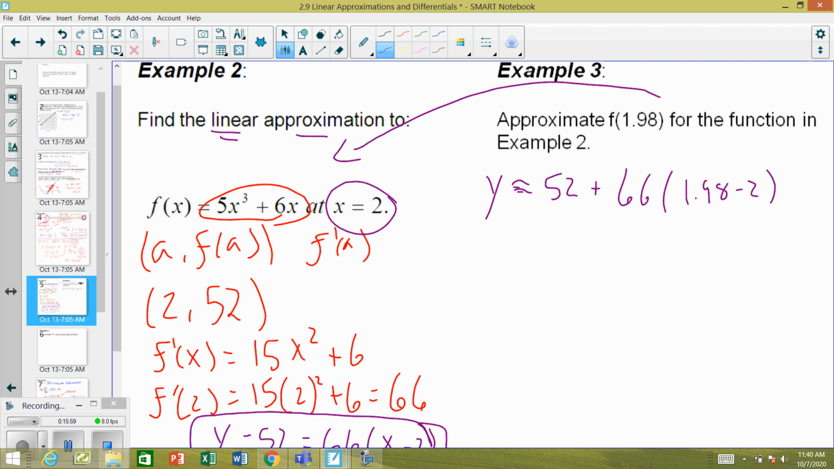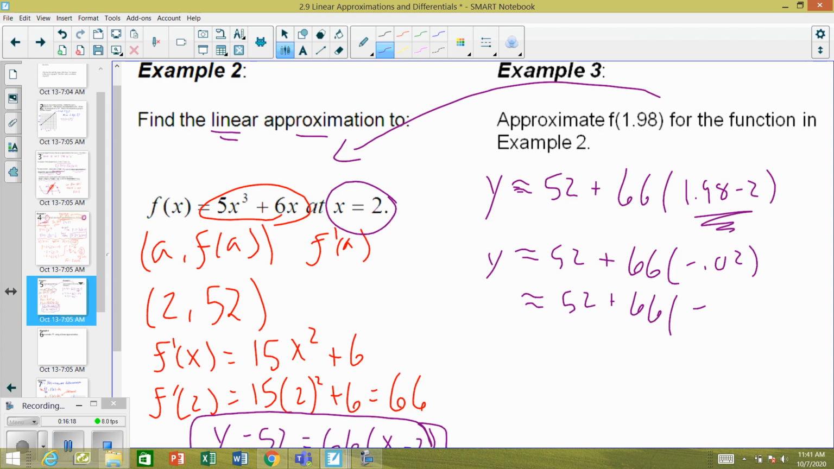And the reason this is so easy sometimes is because the decimal is never going to be bad. Like, that's negative 0.02. And we can usually deal with those fractions a lot easier. So that's 52 plus 66 times negative 2 over 100.